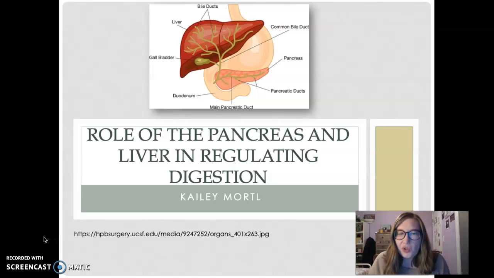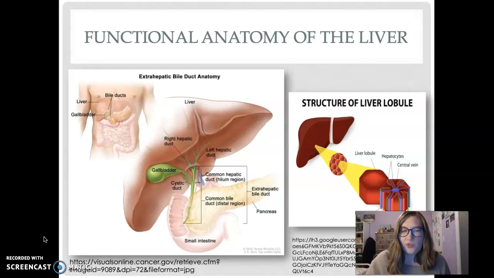Hello, I have created a presentation examining the role of the pancreas and of the liver, two very important accessory organs of the digestive system, in regulating digestion with a focus on their coordination. First, it is essential to have a basic understanding of the functional anatomy of both the liver and pancreas before we dive into each of their roles in digestion and how they coordinate these roles.